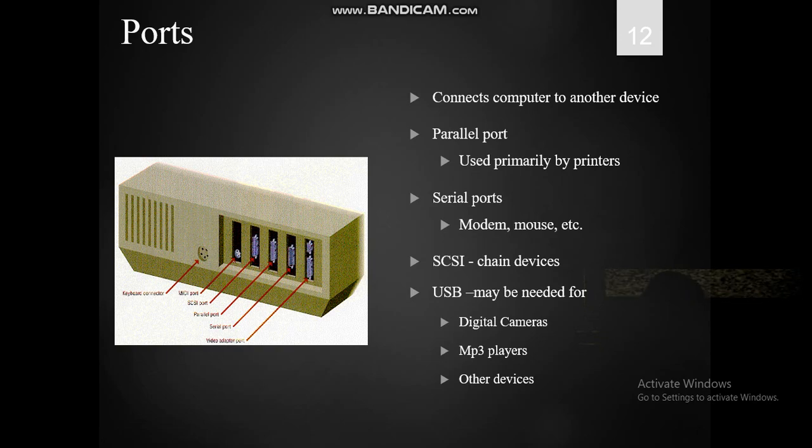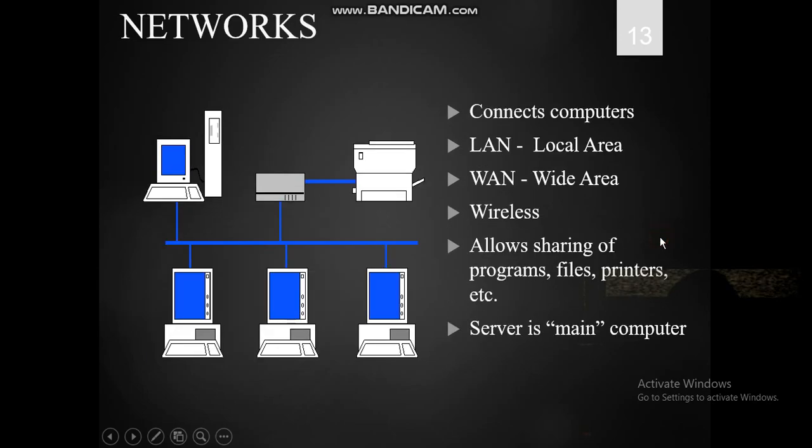We also have other things that we use. The parallel port is used primarily by the printer, and then the serial port for the modem and mouse, and also SCSI chain devices, USB may be needed, and the digital camera, media, and other devices are all behind it.